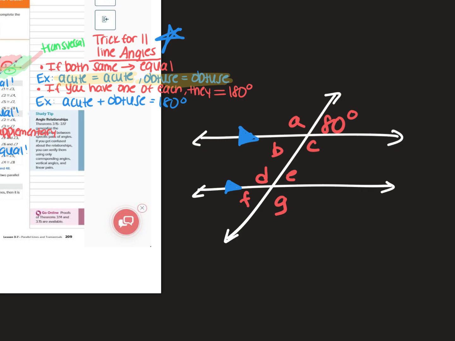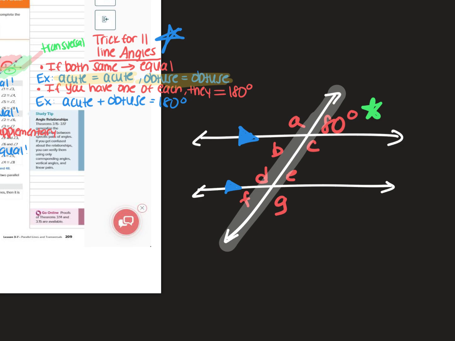But anyways, if I have two parallel lines, and these two lines are cut by that transversal, then the special angle properties will apply. And let's say I want to figure out what angles A, B, C, D, E, F, and G are. I want to know what their actual measure is. So I have one measure here. I know this angle is 80 degrees, okay?